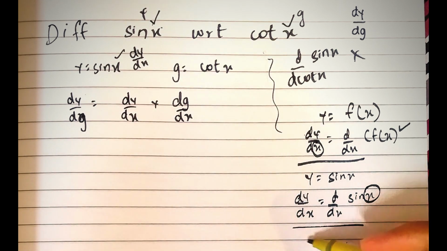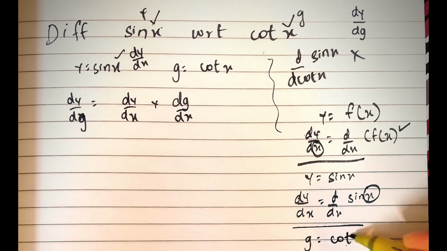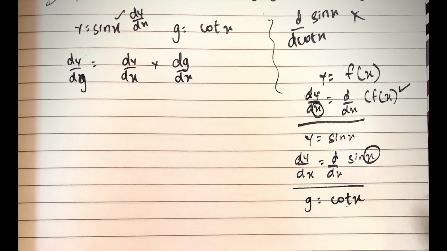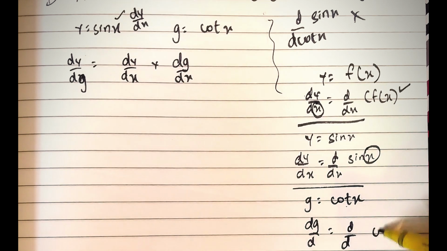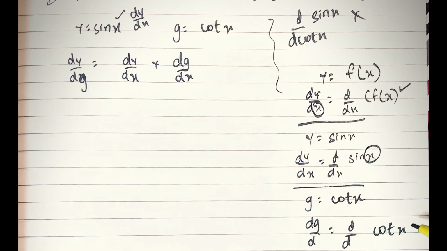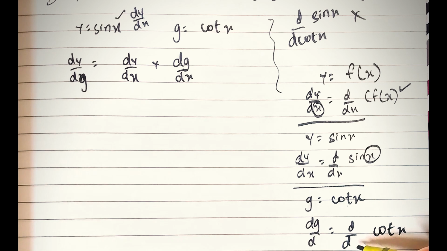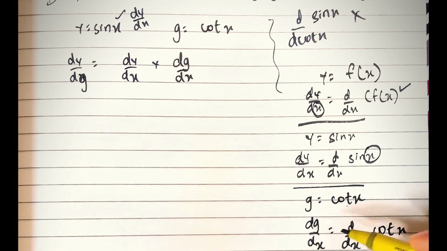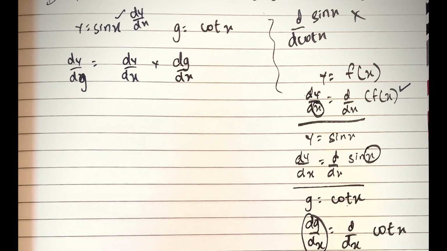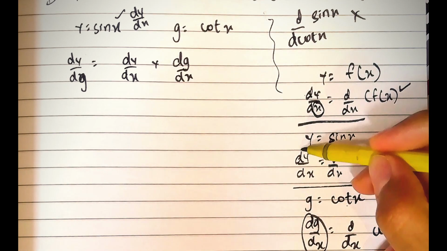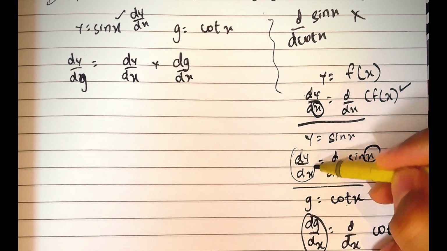Now we have g equal to cot x. Again, I have to apply the differential on both sides of the equation. dg by d equals d by d. What is the angle on the numerator of the left hand side? It is x, right? So I have to differentiate it with respect to x: d by dx, d by dx. Now this would be the second term of the product of the chain rule, and this would be the first term.